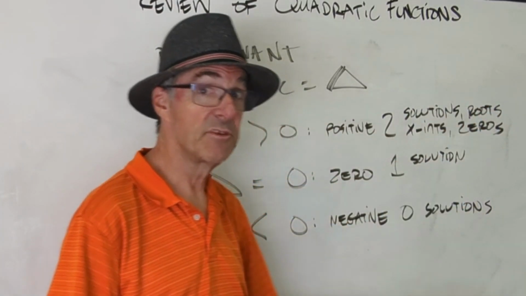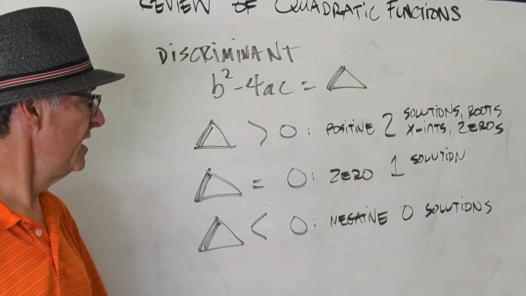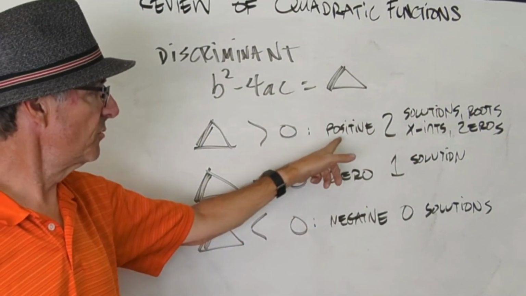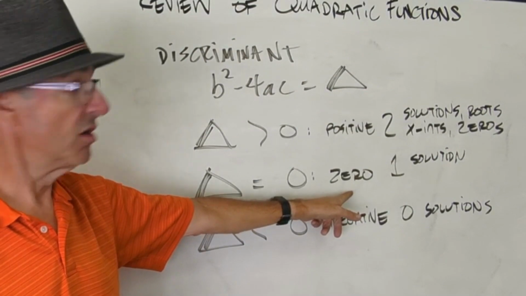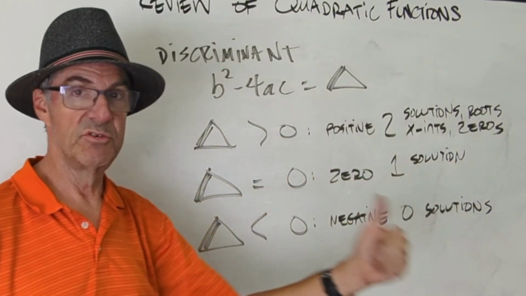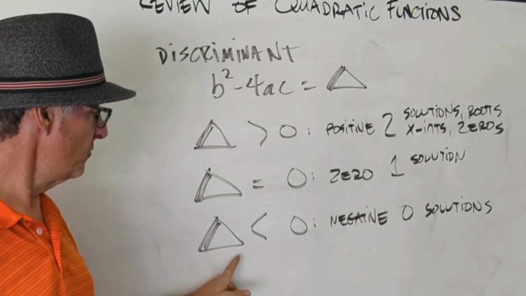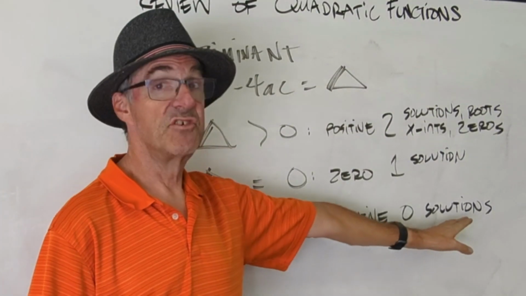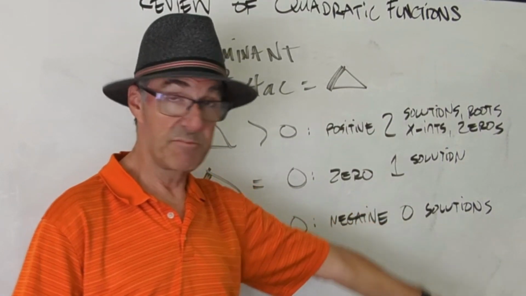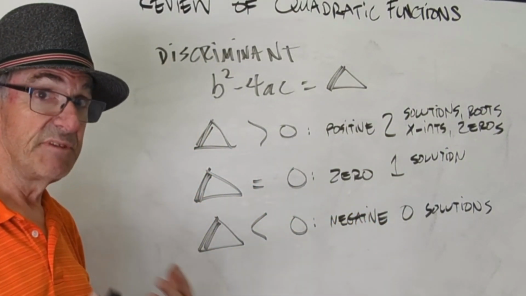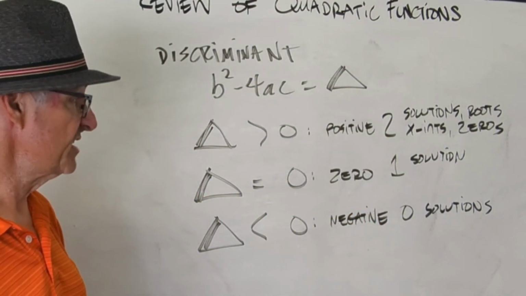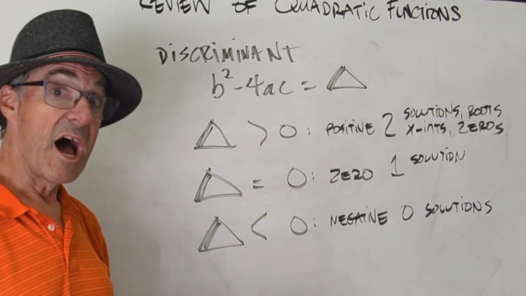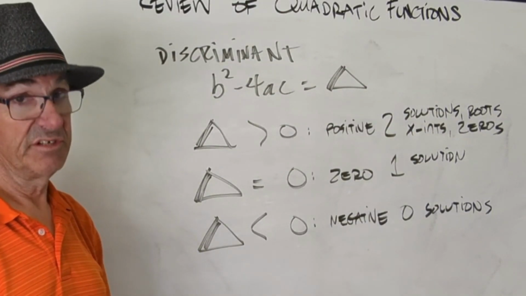All 4 of those vocabulary words mean the same thing. If the discriminant equals 0, then we're neither positive or negative, we're just 0. And we have 1 solution, root, 0, or intercepts. Finally, when the discriminant is less than 0, it's negative, and we have no solutions. Doesn't mean we have a bad parabola. It just means it does not cross the x-axis, or y is never 0.